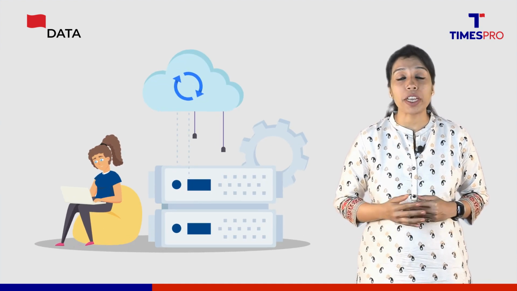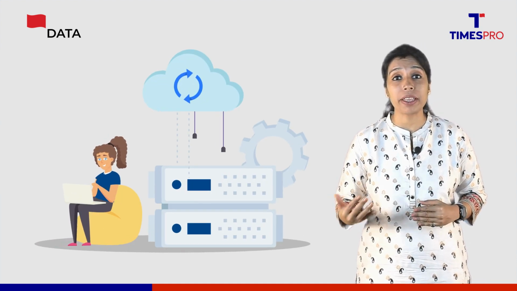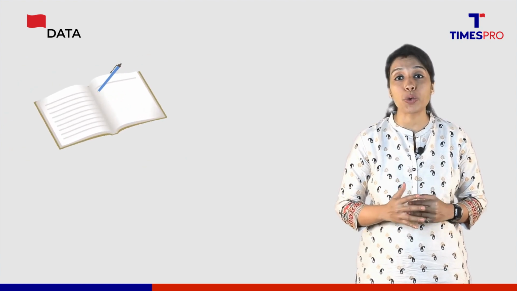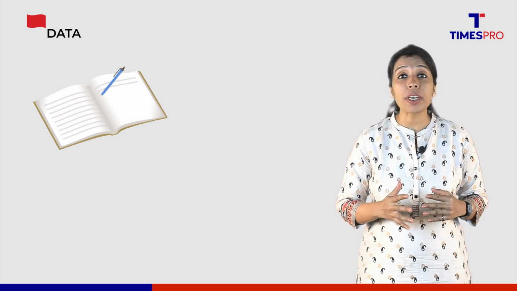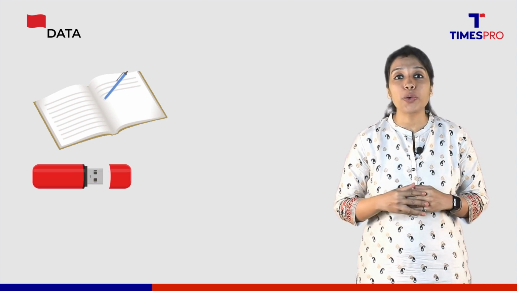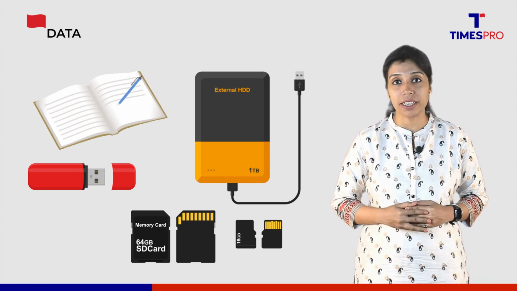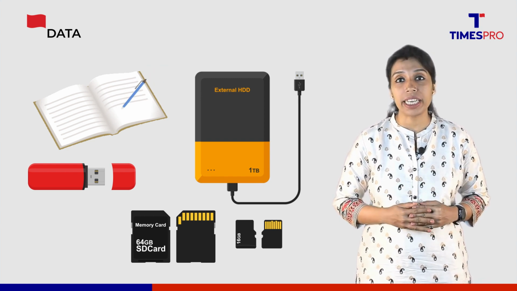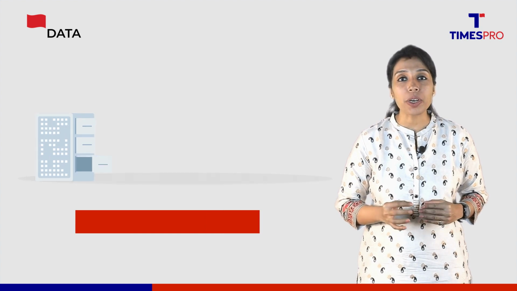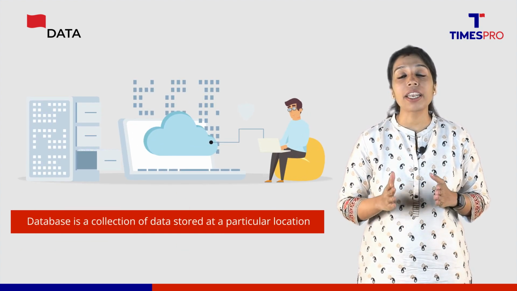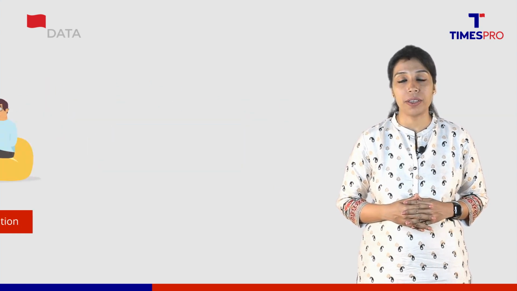After the advent of technology, the storage methods changed. Earlier, we used paper and pen in order to store data. Nowadays, we have USB devices, we have hard disks, right? We have portable hard disks in order to store data. In short, a database is a collection of data stored at a particular location.